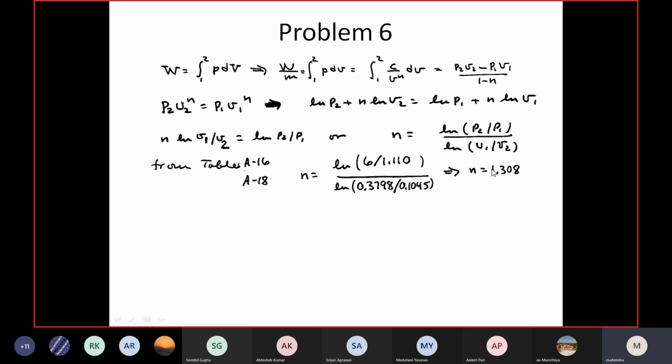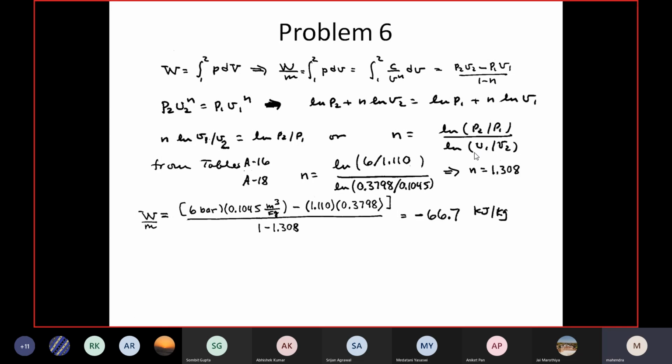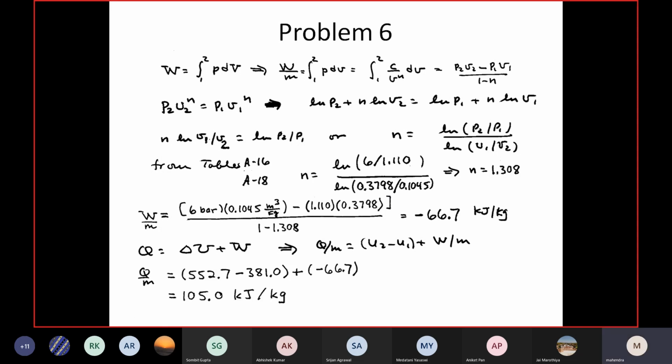Then the n value we have calculated. Now use this n value over here, and the work we will be calculating. This is the work. Now, as you know, it is your first law of thermodynamics. Then at those points you will be getting these U2 and U1 values from these tables, and then you will be calculating this.